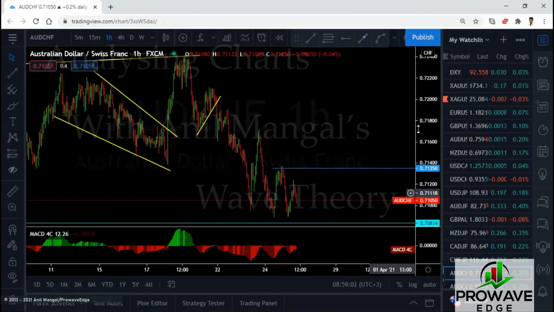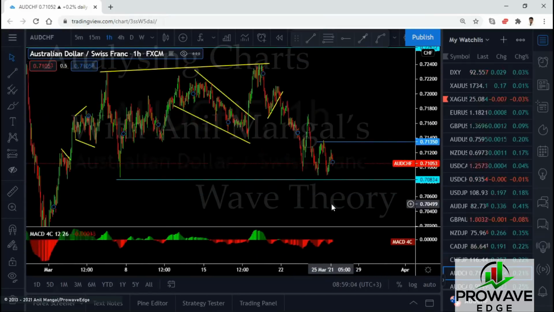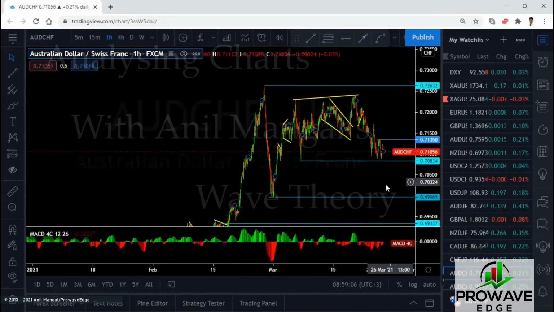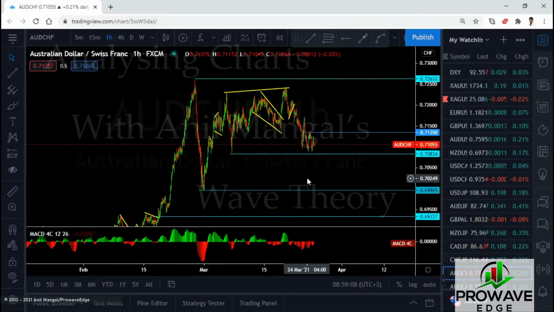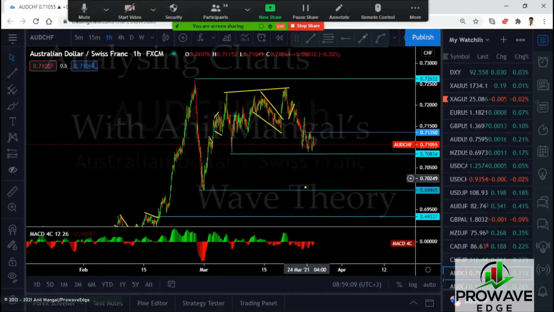Aussie Swiss. Okay, this is a very complex pattern. So there is more than one possible way of looking at this. If you want to look at this as a contracting flat, or as a 1, 2, 3, that means somewhere in here, this would likely break the low and go back up to the top there. So we're looking for buy setups on this.